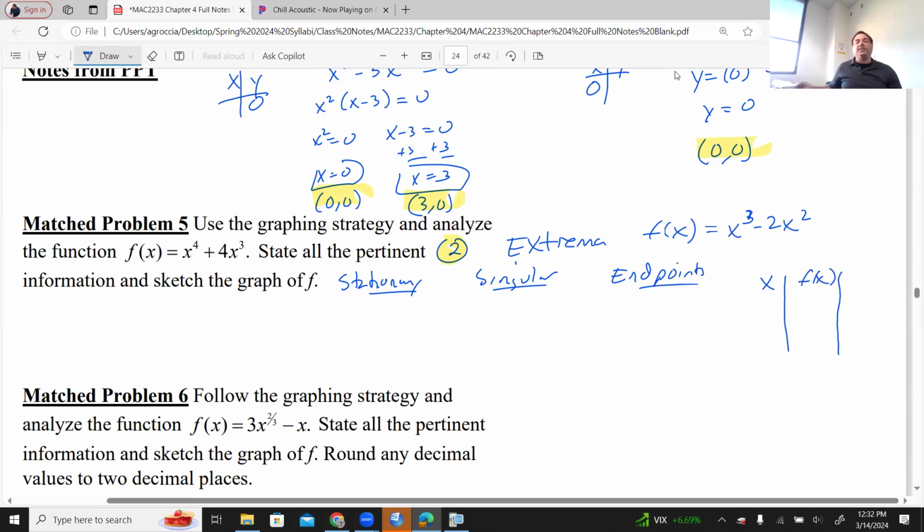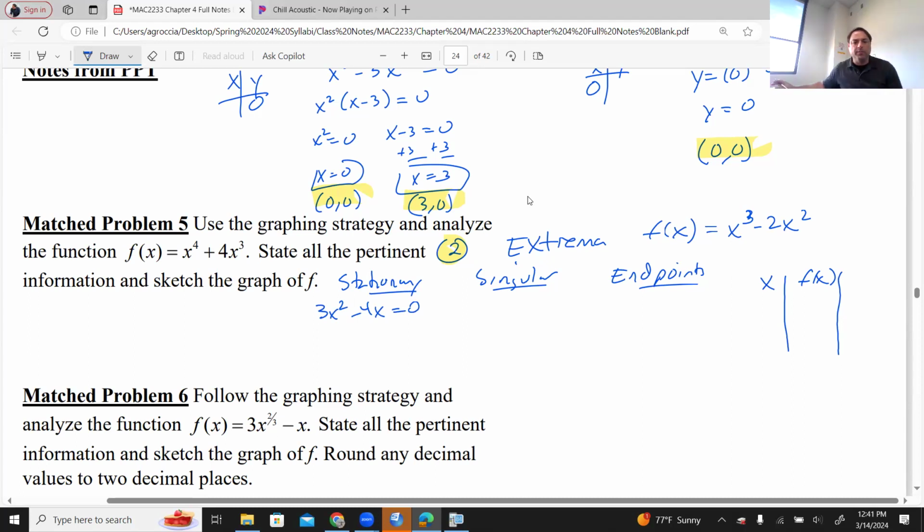Okay? So practice extrema. This one's not a hard one or anything like that. This will be a straightforward basic one. Okay. So stationary, singular, endpoint. Stationary, you take the derivative, 3x squared minus 4x, set it equal to 0. Again, algebra, algebra, algebra. Okay?